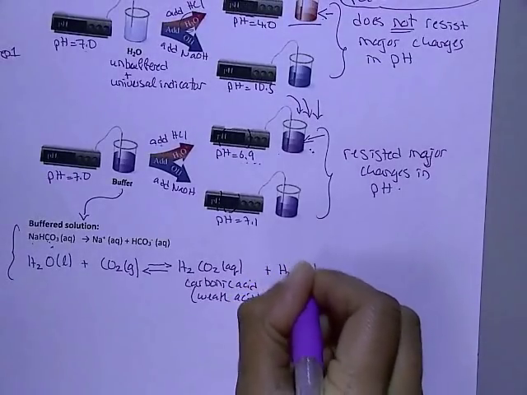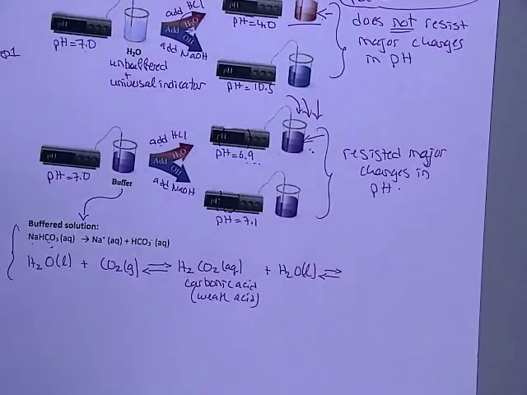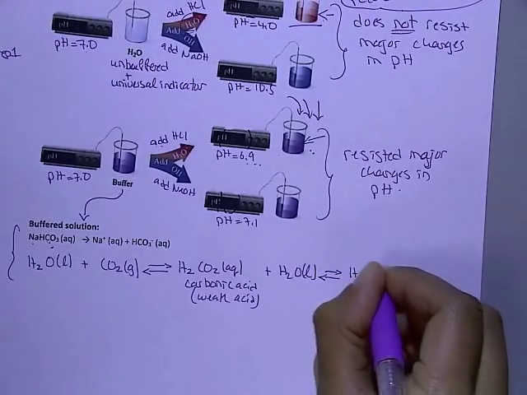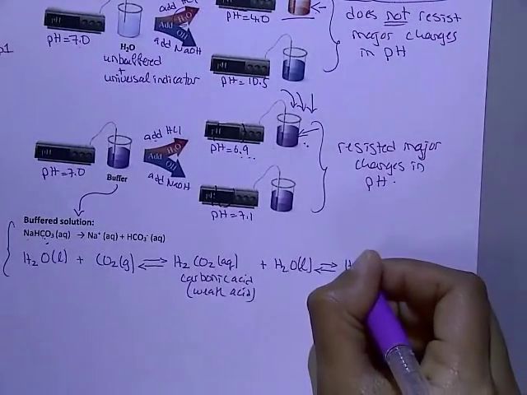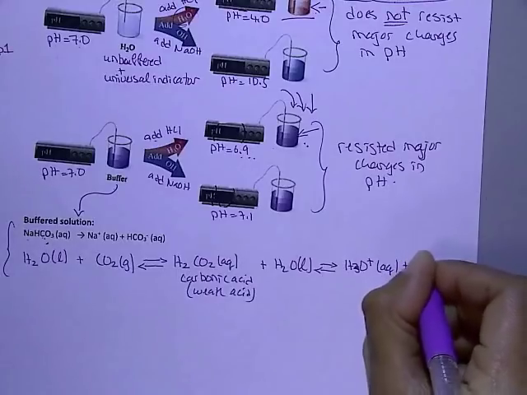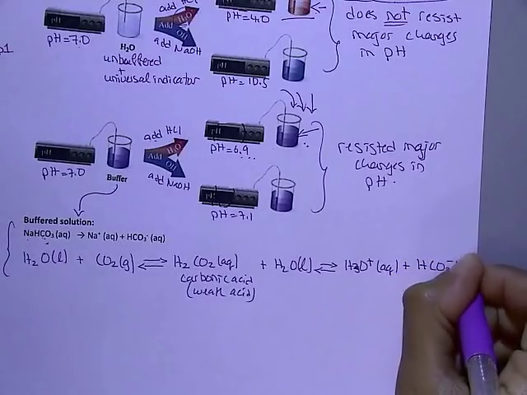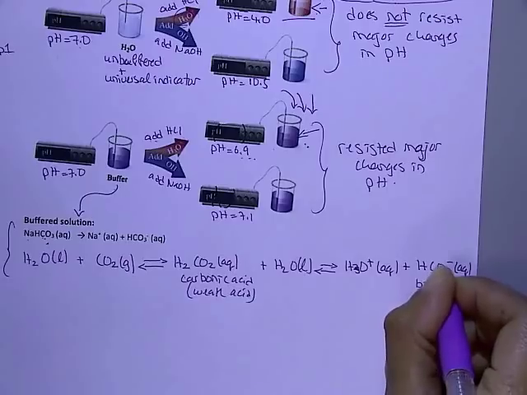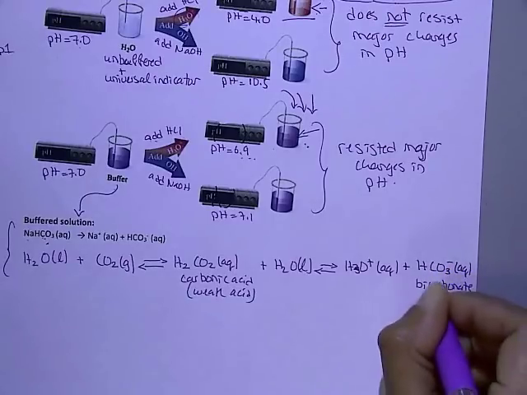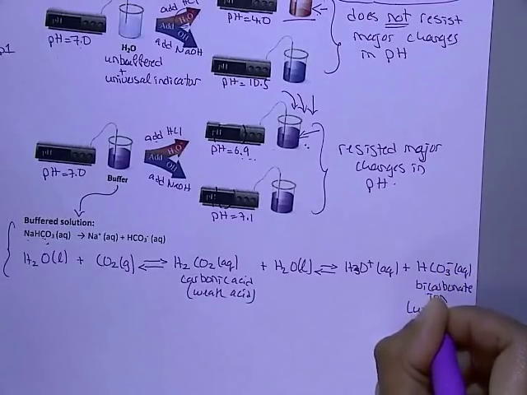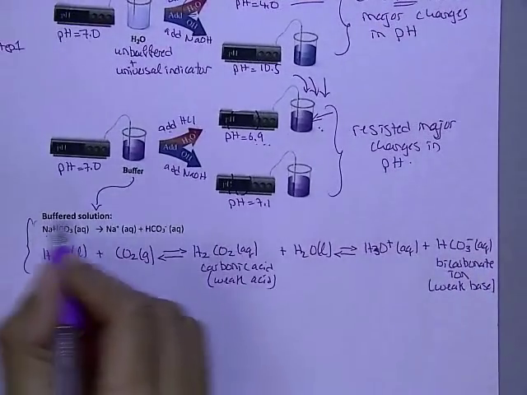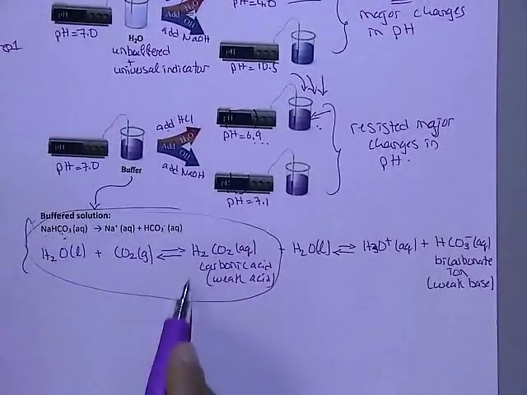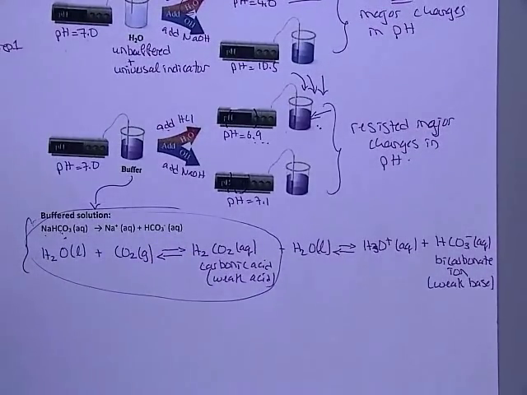And you're also forming water, but this is also in equilibrium with a hydronium ion, or if you just want to refer to them as hydrogen ions, you can refer to them as hydrogen ions, and a bicarbonate ion. And this bicarbonate ion is a weak base. So this is the most effective buffer system that you have. So this portion is what you're preparing in lab, and that's why it resists major changes in pH.